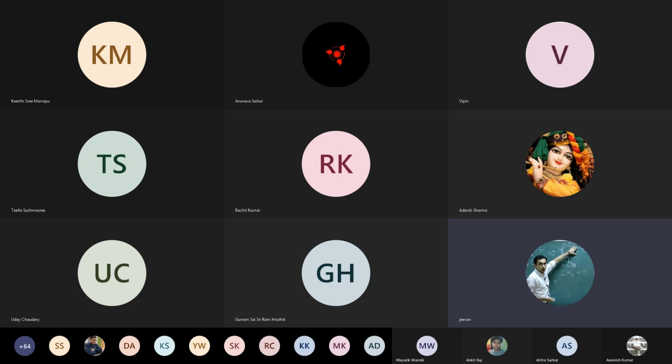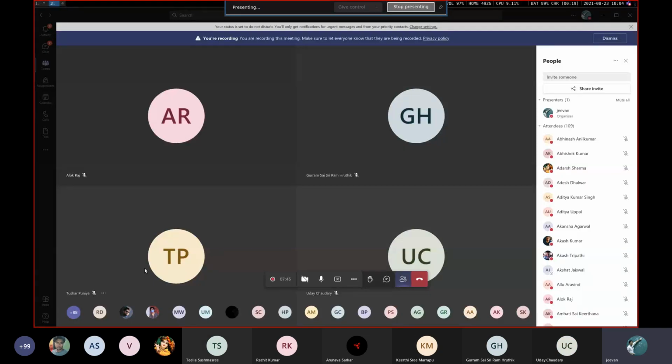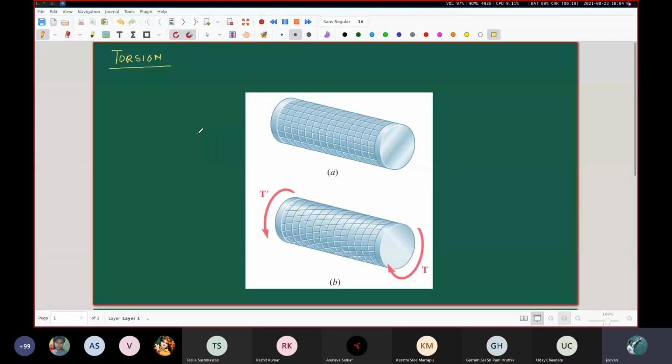Let me share the screen. Can you all see this shared screen? Yes, sir. All right. Let me go to the writing app. Can you see this green colored writing app with this torsion thing written? Yes, sir. Okay, good. So we'll go into some of the syllabus-wise details in a moment.